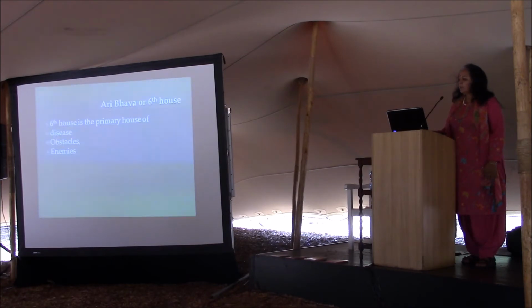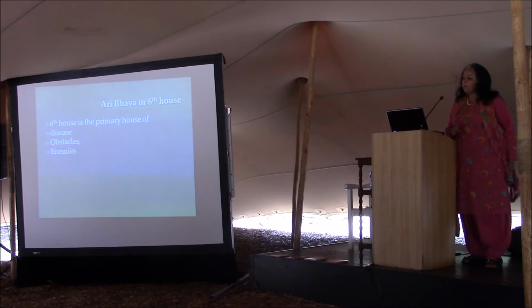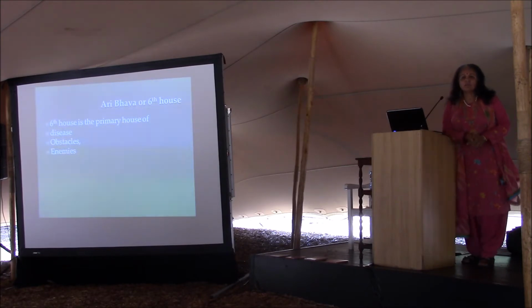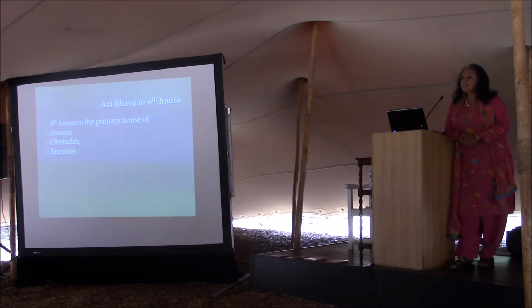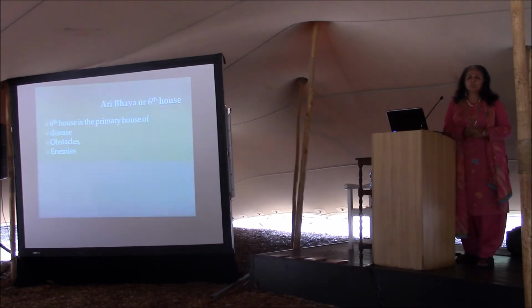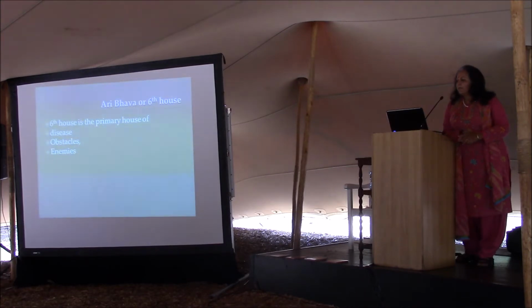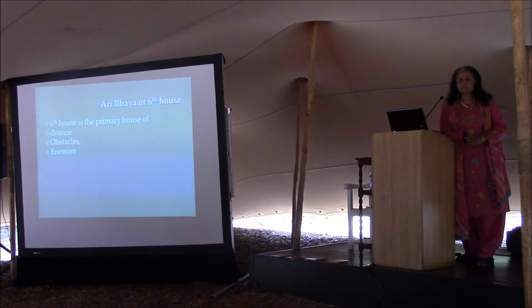And so today we are talking about the 6th house and how to understand it, and then also how to balance the 6th house issues. So the 6th house is primarily the house of disease, but disease means you are out of balance. It can be physical disease, it could be emotional, mental, anything. And it's a house of obstacles and enemies, both outer and inner enemies.